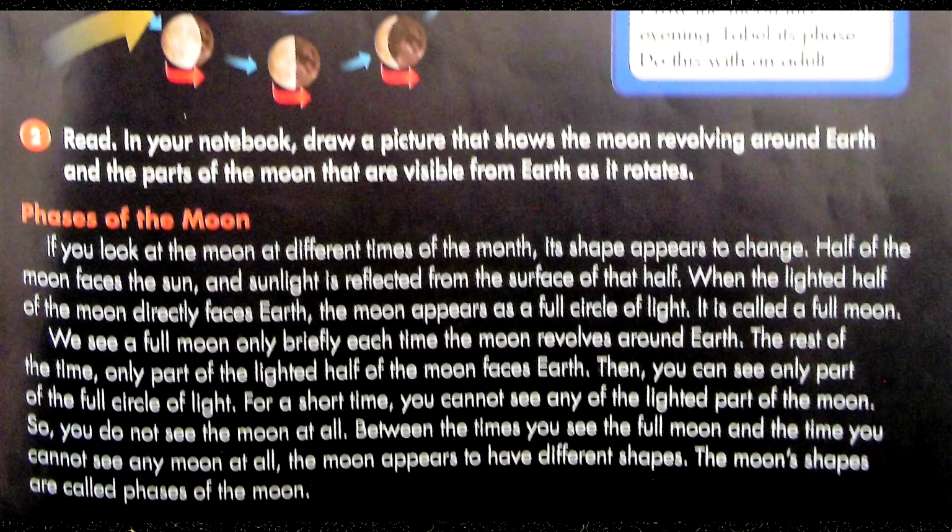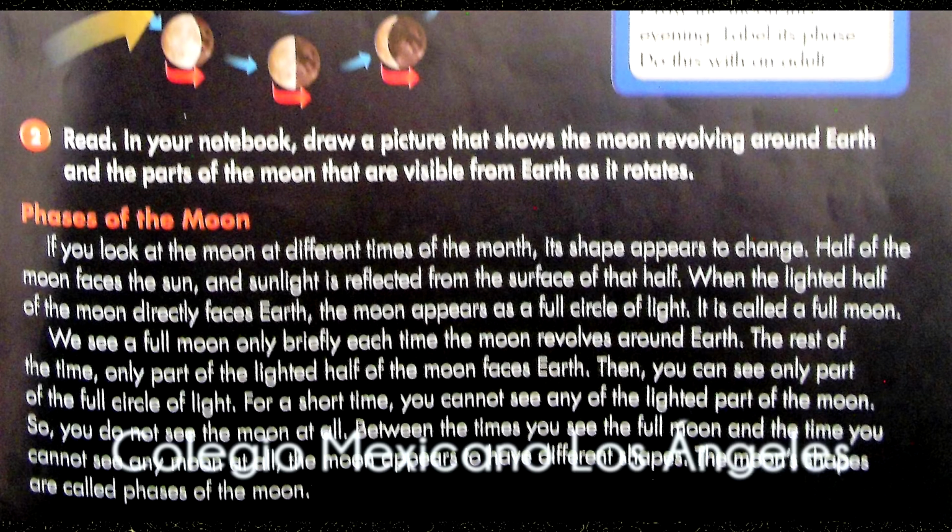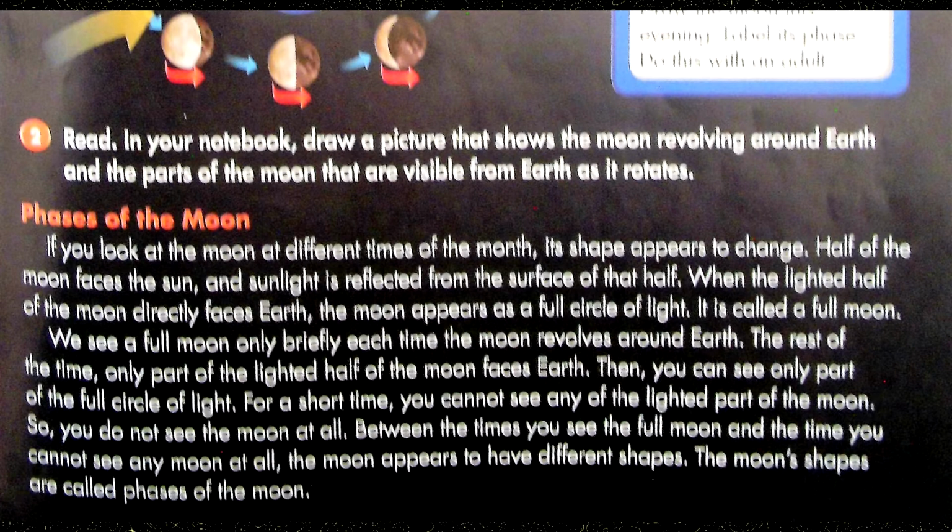Phases of the moon. If you look at the moon at different times of the month, its shape appears to change. Half of the moon faces the sun, and sunlight is reflected from the surface of that half. When the lighted half of the moon directly faces Earth, the moon appears as a full circle of light. It is called a full moon.